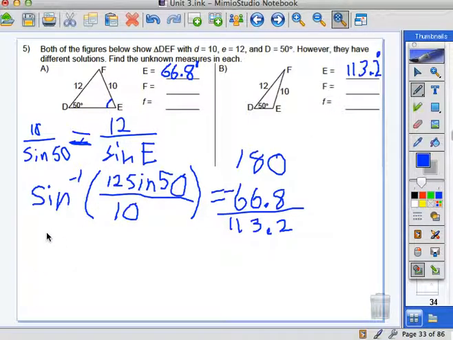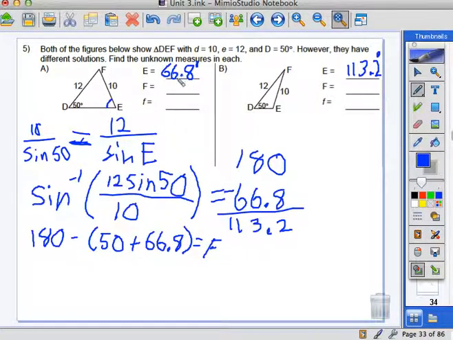At this point, I'm going to solve for F. I want to know the measurement of angle F. For this scenario, I'm going to do 180 minus my angle of 50 degrees that I already have, plus the measurement for angle E, the 66.8, and that will give me the measurement for angle F. When I do the calculations, I find out that angle F is 63.2.